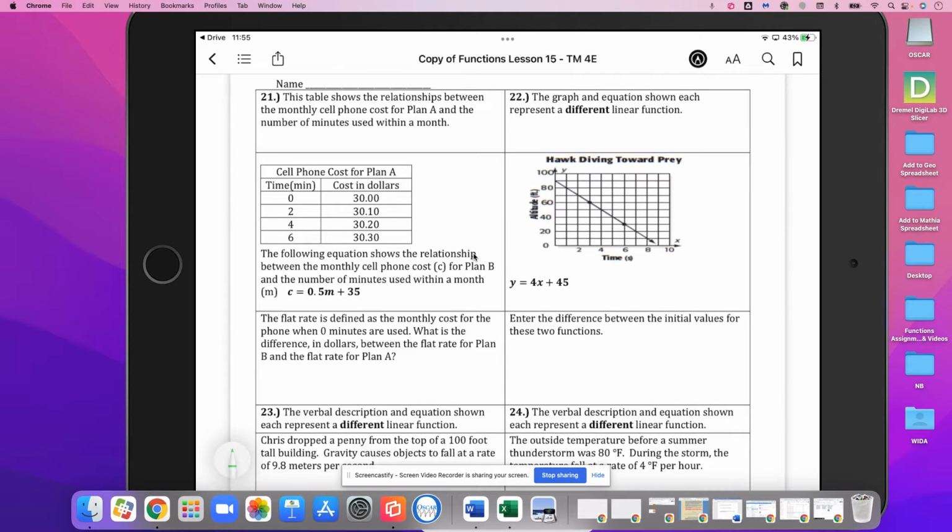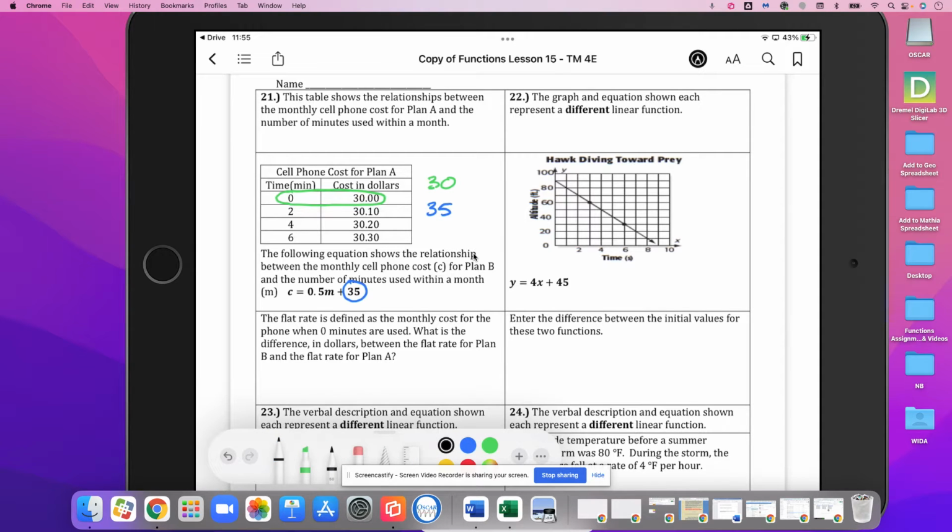So we're looking at the initial value of both of these. And so the initial value in the table is right here. So the initial value for the green one is going to be 30. The initial value in the equation is going to be 35. And so the difference between 30 and 35 obviously is 5. And it's in dollars, so we should probably put a dollar sign. Difference in the flat rate is $5.